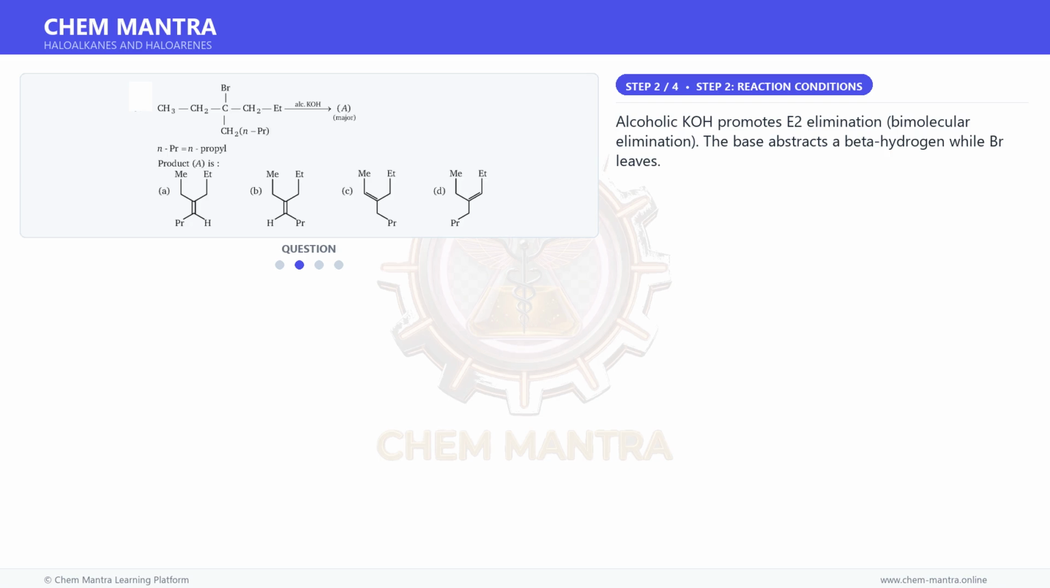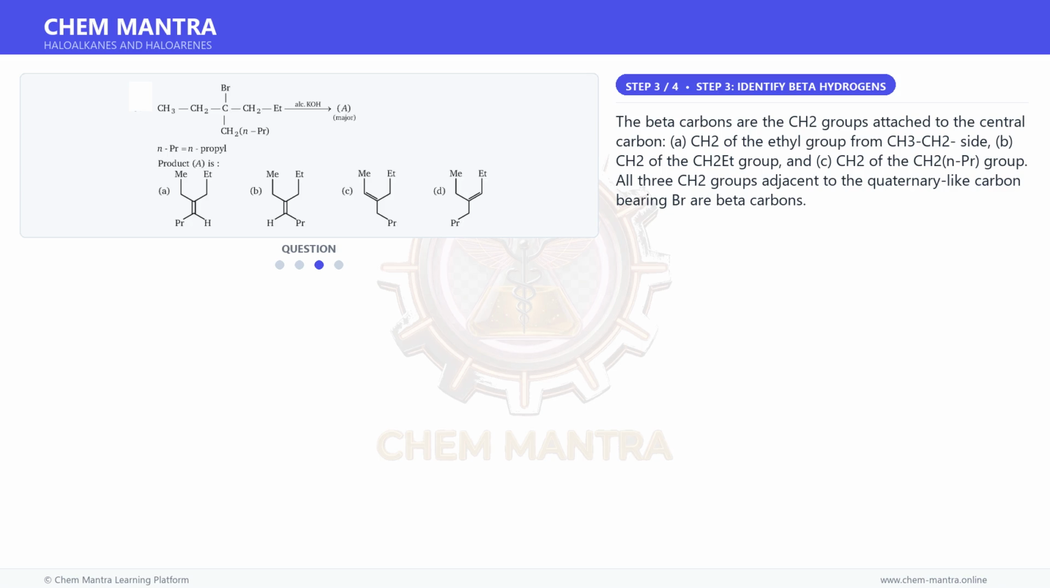Moving on to the next step. Alcoholic KOH promotes E2 elimination by molecular elimination. The base abstracts a beta hydrogen while Br leaves. Moving on to the next step. The beta carbons are the CH2 groups attached to the central carbon: A, CH2 of the ethyl group from the CH3CH2 side, B, CH2 of the CH2Et group, and C, CH2 of the CH2NPr group. All three CH2 groups adjacent to the quaternary-like carbon bearing Br are beta carbons.